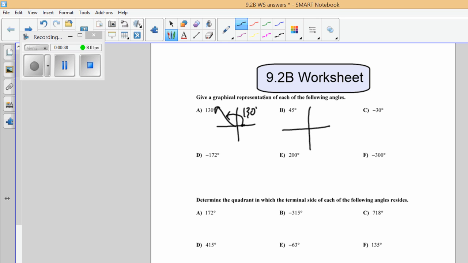45 degrees at this point you should know is exactly half a 90. You shouldn't have to look that one up. Initial point, an arrow to the terminal side, and it's 45 degrees.